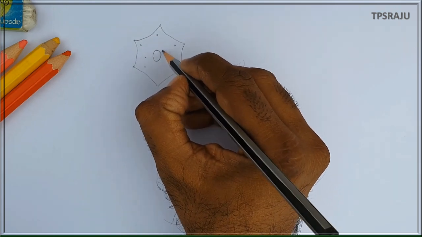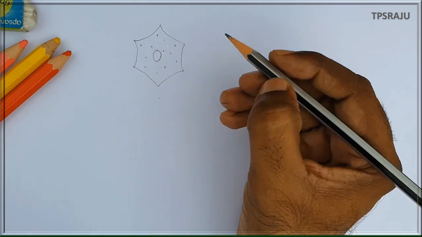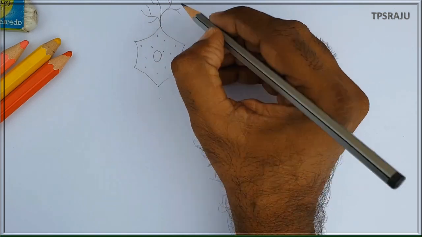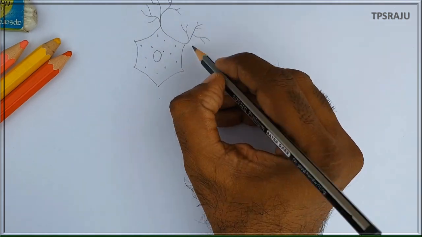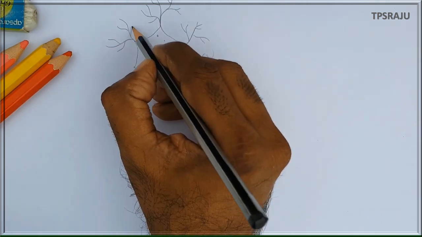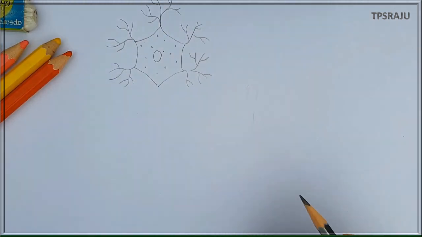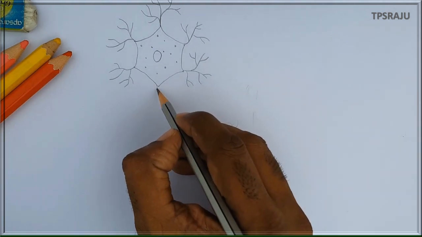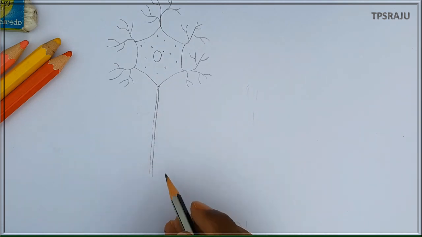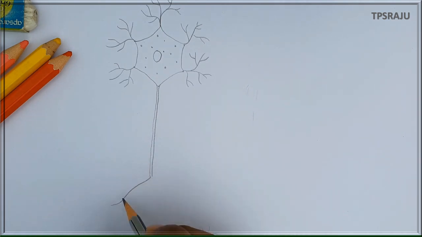Specialized granule-like structures are present in the cytoplasm of the cytosol. These are called Nissl granules. There are some short and branched projections arising from cytosol called dendrites. Likewise, there is a long projection arising from the cytosol called axon. At the end of axon, there are some nerve terminals.